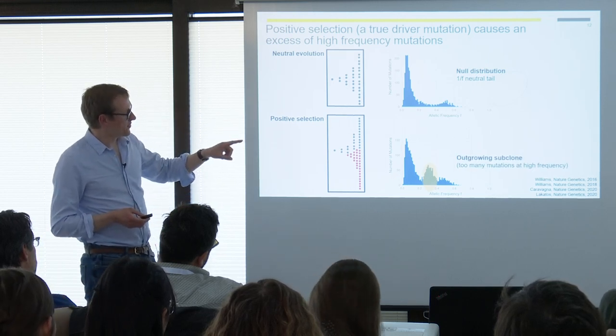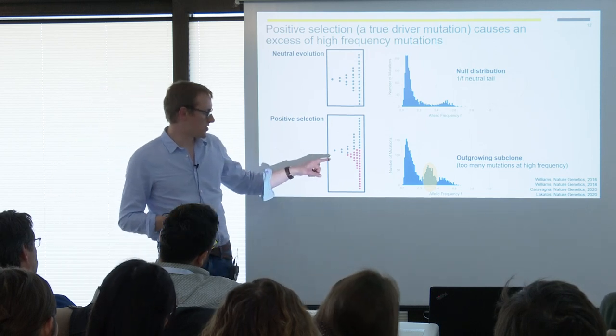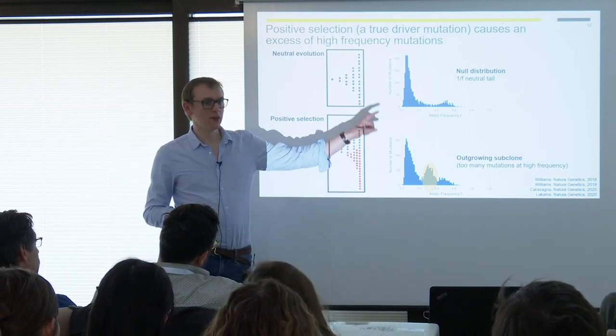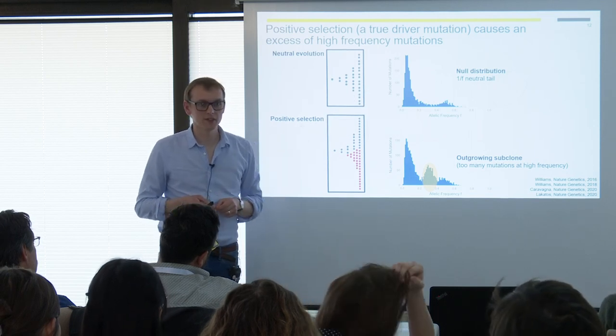So now we've got an expectation of what the data should look like. If there is a driver alteration there, we should see a pattern like this. Whereas if there isn't a driver alteration, it should look a bit like this. There's a question at the back.